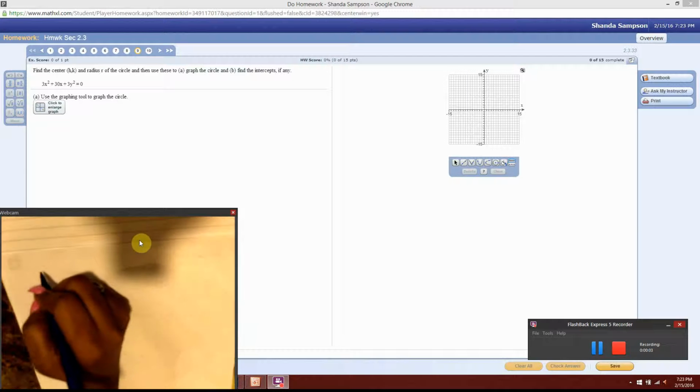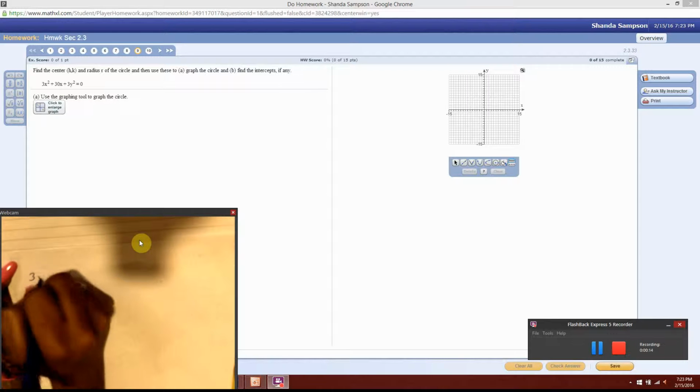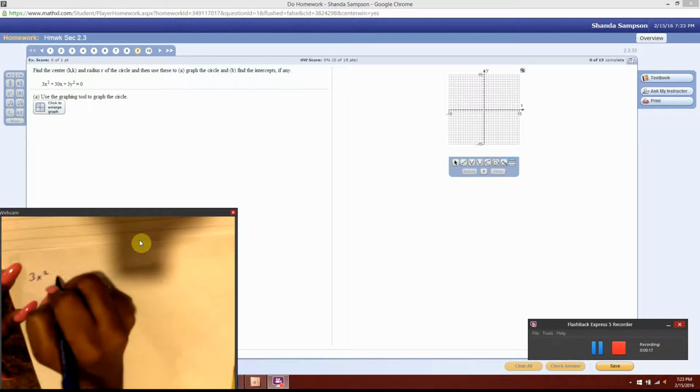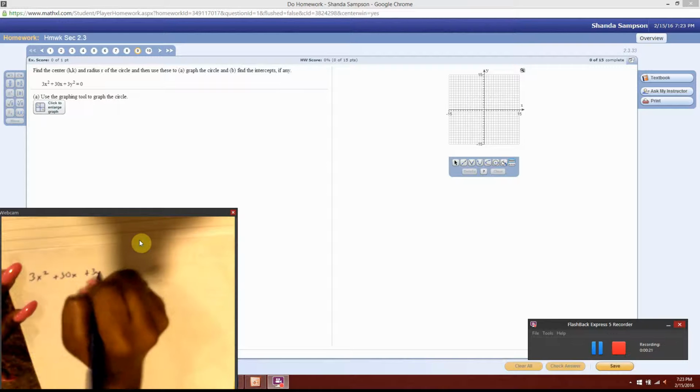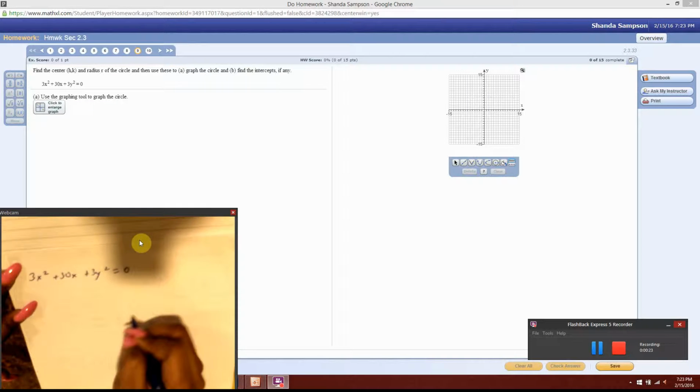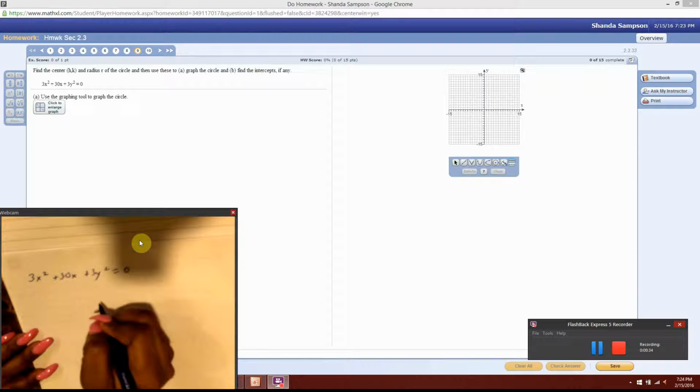Okay, so we're going to find the center of the circle, the radius of the circle, and then we're going to graph it and find the intercepts. So our problem is 3x squared plus 30x plus 3y squared is equal to 0. In order to find our center so that we can graph it, we're going to need to write it in standard form. Right now, this is in general form.